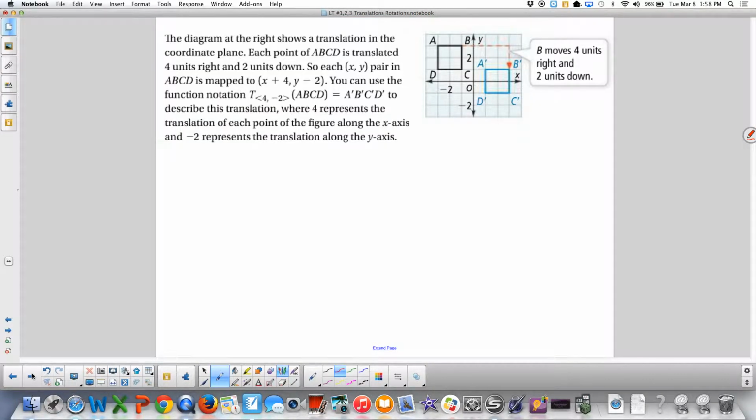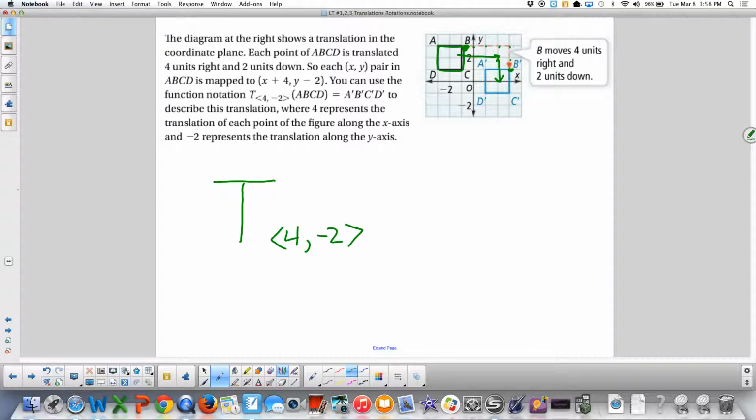Okay, here is an example of a translation. So we took this pre-image and we mapped it to this image. How do I know that? Because of the primes. And point B went 1, 2, 3, 4 to the right, 1, 2 down. So a movement is a translation of 4 units to the right and 2 units down.